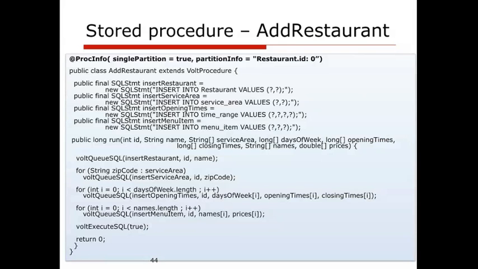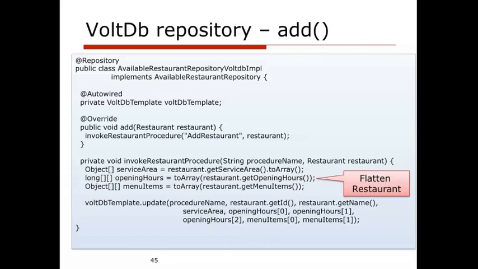And here's a simple stored procedure. You can see that you actually have to statically declare all of the SQL you're going to execute by having these final variables. And then the run method is just queuing up the SQL statements and then executing them. Here's the corresponding DAO or repository code, and the interesting thing to note here is that you have to do some work to take your objects and flatten them into a set of object arrays that can then be passed as arguments to the stored procedure. So it's slightly tedious to do that, but it's just simple coding.